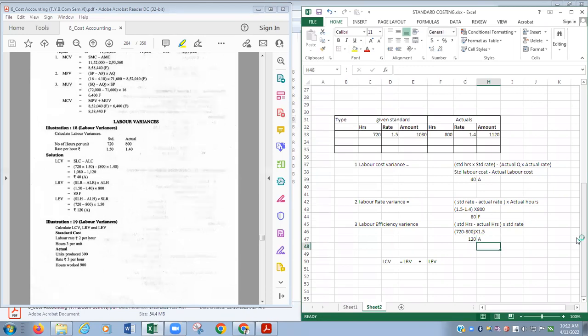Now let us verify with our equation. Labor cost variance 40A is equal to labor rate variance 80F plus labor efficiency variance 120A. So we are getting the answer. Since 80 is F and 120 is A, the net will be 40A.